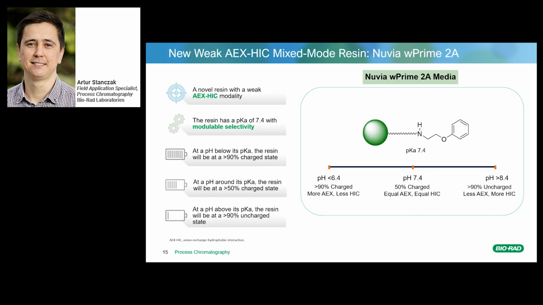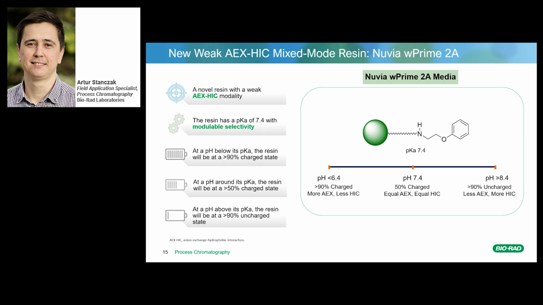This slide presents the structure of our new hydrophobic weak anion exchange ligand, along with its pK ranges. One key property of the secondary amine in this ligand is that its charge state changes depending on the pH, making the ligand tunable and thus modulating selectivity. The secondary amine has a midpoint pKa of 7.4. This means that at pH 7.4, half of the ligands are charged and half are uncharged. In the uncharged state, the ligand primarily exhibits hydrophobic interactions.